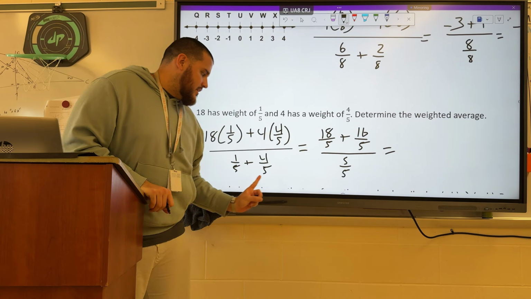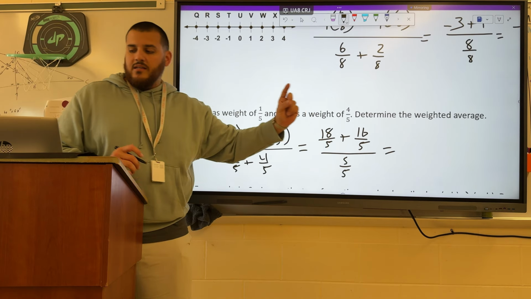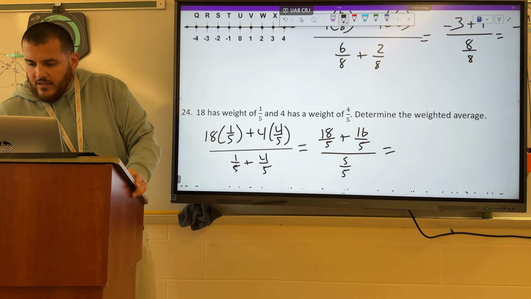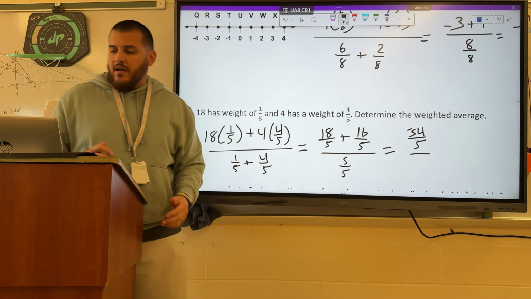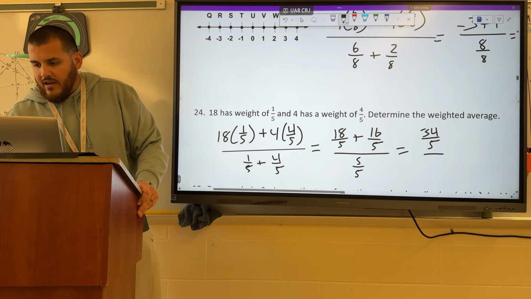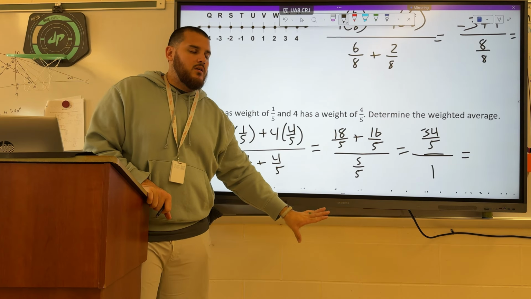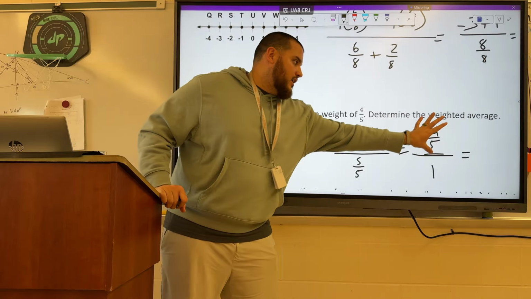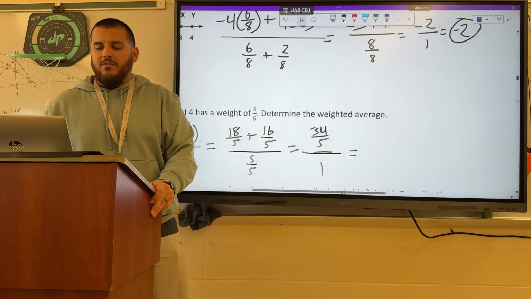Now what I'm doing is the same thing as adding these fractions up here. 18 plus 16 is going to give me a total of 34/5 up top. On the bottom, 5 over 5 is 1. I know that looks kind of like a super fraction as I write it out here, but it's just a numerator of 34/5, a denominator of 1. And now we can evaluate what's going on up here on the top, the 34 divided by 5.